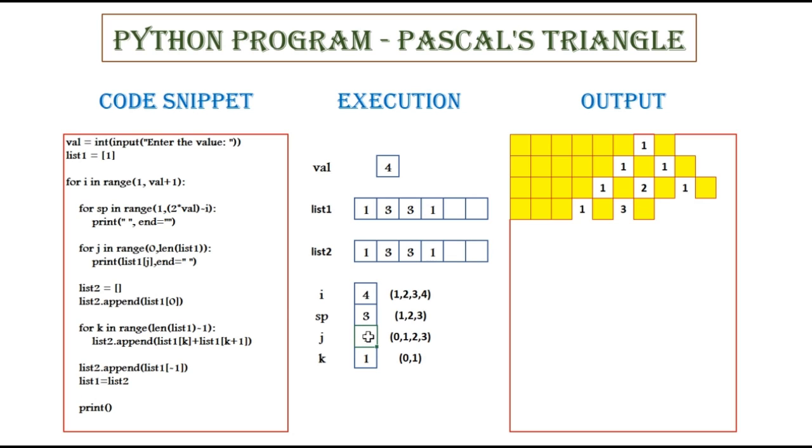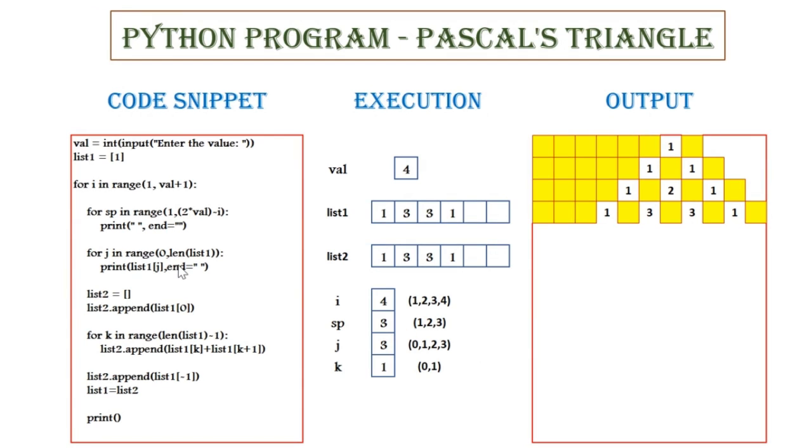Next, the value of j becomes 2. So list 1 of 2. List 1 of 2 is 3. So I'm printing 3 here, followed by a blank space. And then the value of j will now be 3. List 1 of 3 is 1. So I'll be printing 1 here, followed by a blank space. The control comes out of this for loop and goes to the next line where it says list 2 is blank.